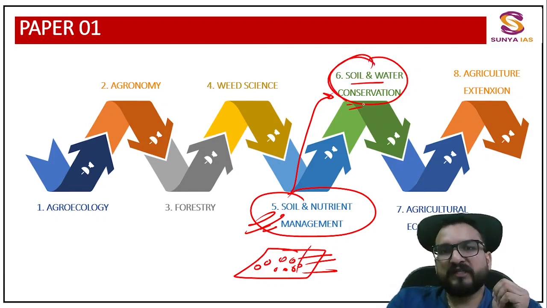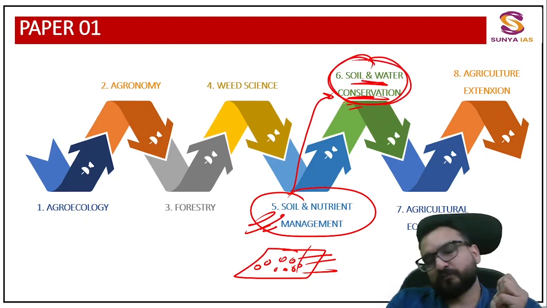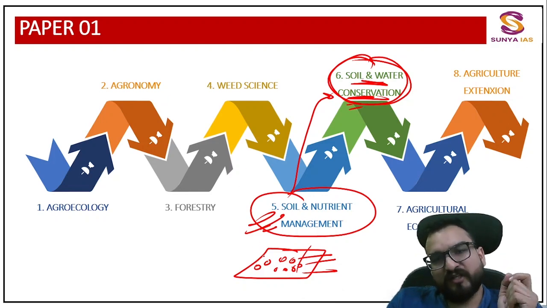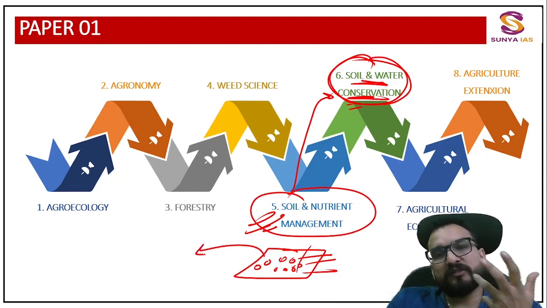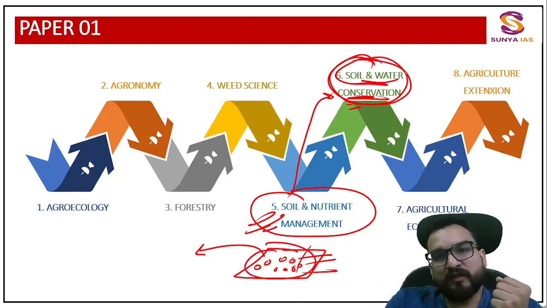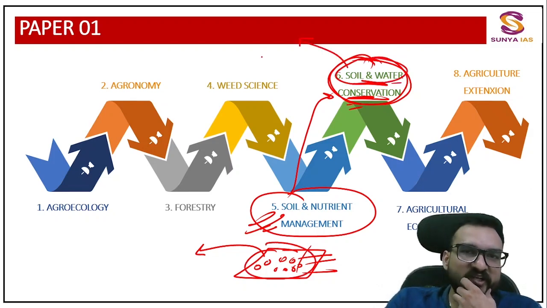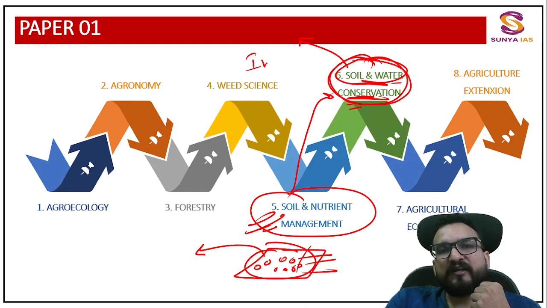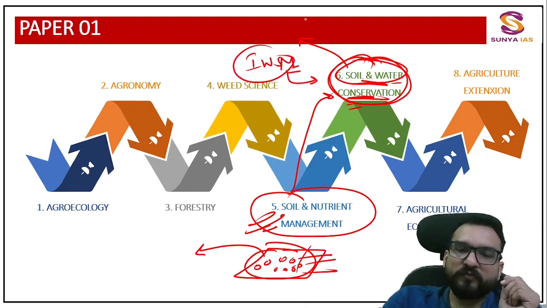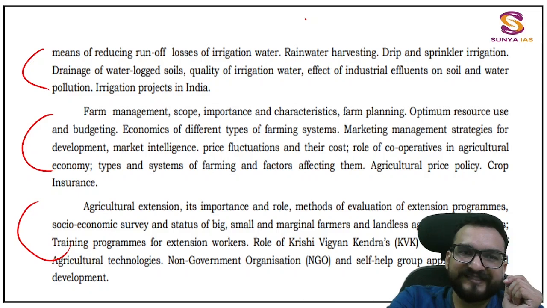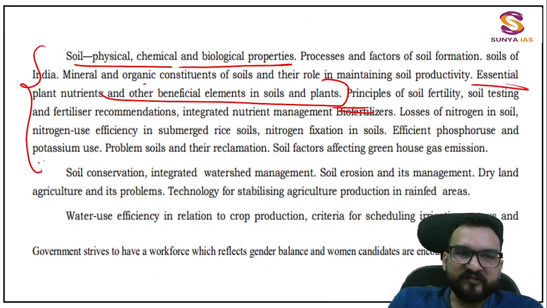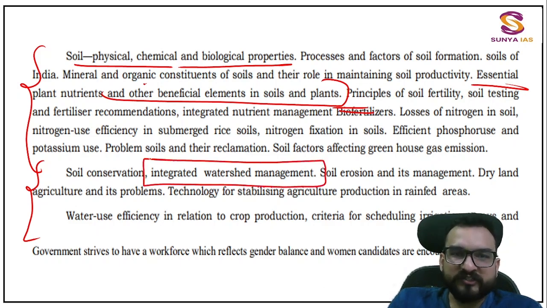Then you have unit number 6, soil and water conservation. After you have an understanding of soil and water, then you have to conserve soil and water, right? And then you will be understanding integrated watershed management. Okay, and this is one of the most important topics you will be seeing over here. So unit number 6 I have added. This is unit number 6, and over here you will be understanding soil conservation and integrated watershed management.